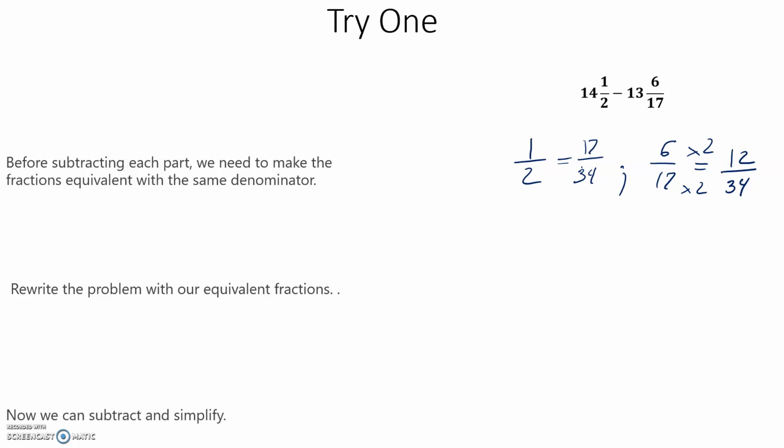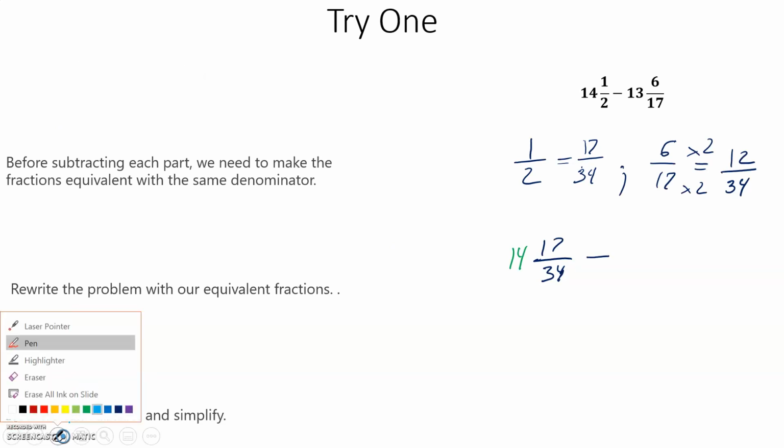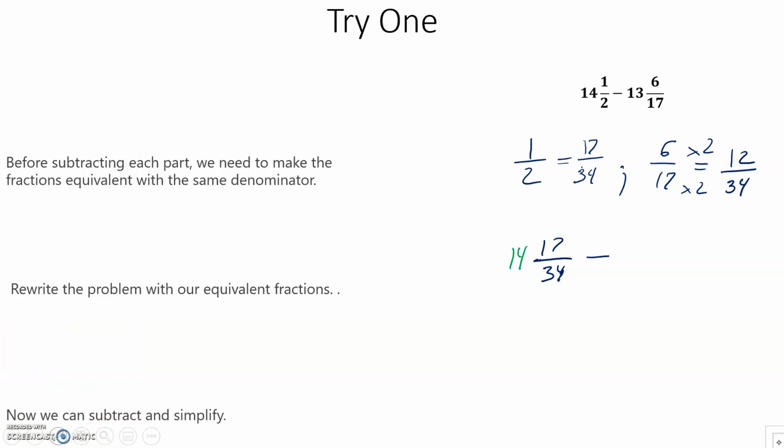All right. Now I'm going to go ahead and rewrite my expression. So I have 14 and 17/34 minus 13 and 12/34.